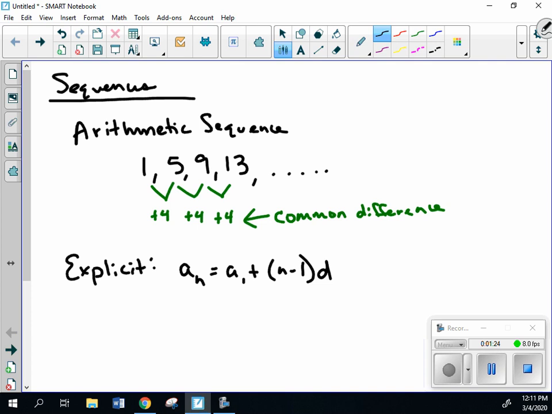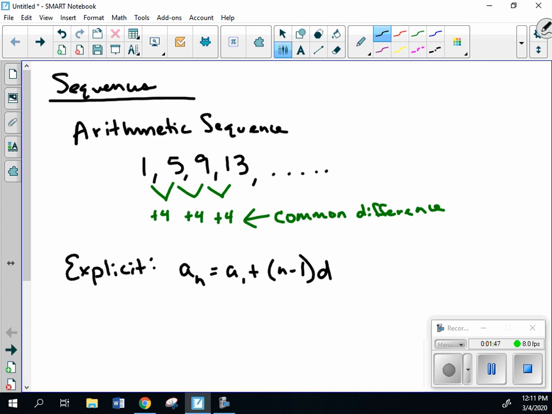Okay, so what this means is if I were to ask you right now, what is the 100th term based on that sequence above? I could plug in my information and calculate it without having to go through and write out 13 plus 4, plus 4, plus 4, and go through all of those different numbers until I got to the 100th term. I could actually write it out.